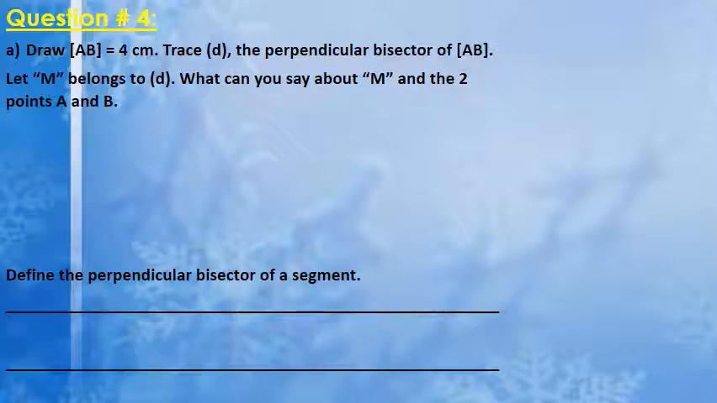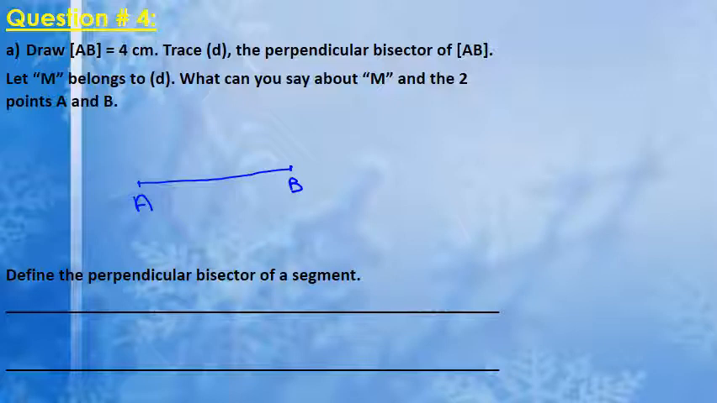Question number 4, we should draw segment AB equal to 4 centimeters. So this is the segment AB where AB is equal to 4 centimeters. This is AB. We draw AB using a long ruler. Now we should trace a line D, which is the perpendicular bisector of AB.